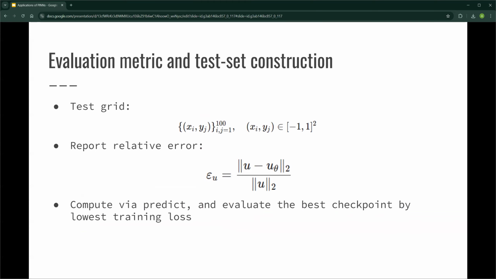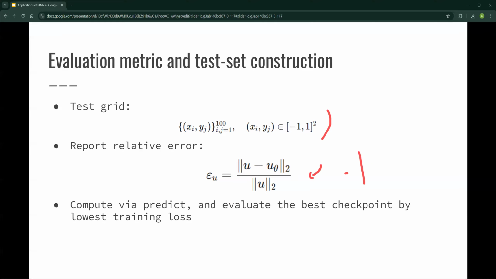So for our evaluation metric, we will evaluate over the dense grid Omega, and we'll report the relative L2 error. This is done after training. We'll define the test grid right here of all the points that we've generated. Since we know the exact solution, we can just report the error, the difference between the two points.